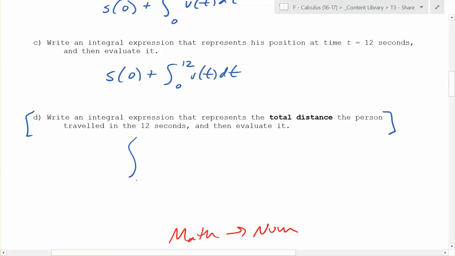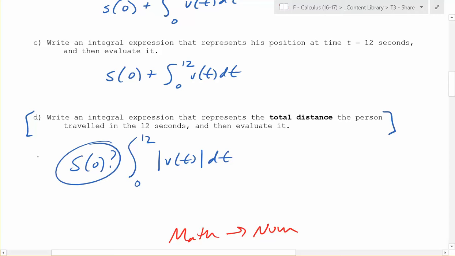It's going to be the integral from 0 to 12 of what? Absolute value of v of t. Exactly, absolute value of v of t dt. Now, do I put the s of 0 in front? If I just want the total distance traveled, does it have anything to do with where I start or where I end? No, the 5 isn't in there. So if you want the total distance traveled, you just do the absolute value and you integrate that from 0 to 12. Do that on your calculator and see if you can figure out where it is.